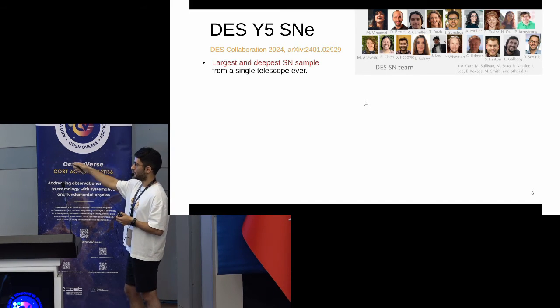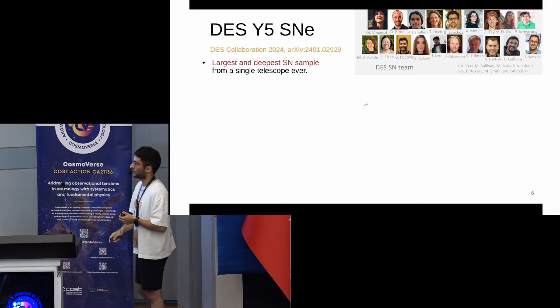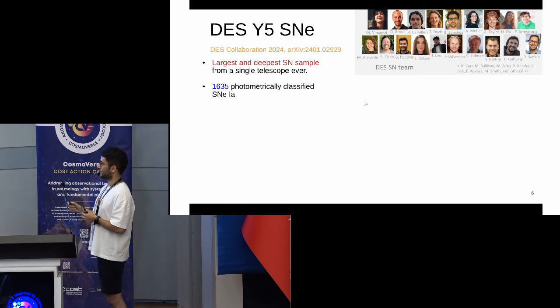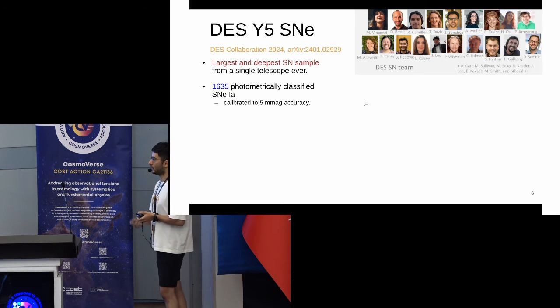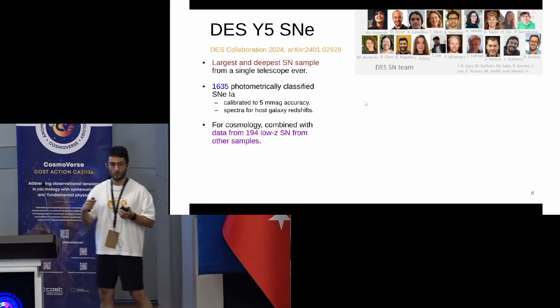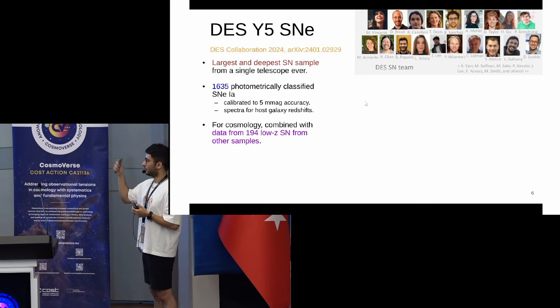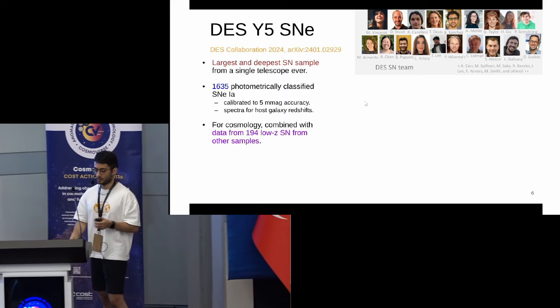The DES Y5 supernova sample is the largest and deepest supernova sample from a single telescope ever. It has around 1,600 photometrically classified type Ia supernovae, calibrated to 5 millimagnitude accuracy, and with spectra for host galaxy redshifts. For cosmology, we combine our DES supernova sample with data from around 200 low redshift supernovae from a compilation of historical supernovae.